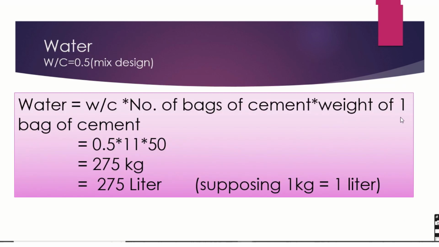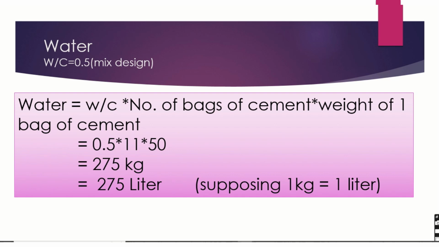Then weight of 1 bag of cement, because we want in kg, is equal to 50 kg. Now after multiplying this quantity we'll get 275 kg. Supposing 1 kg of water is equal to 1 liter of water, this comes to 275 liters of water in 1 meter cube of concrete.